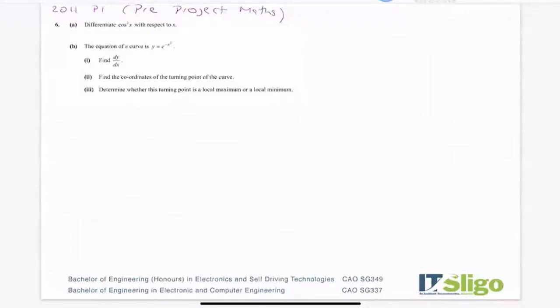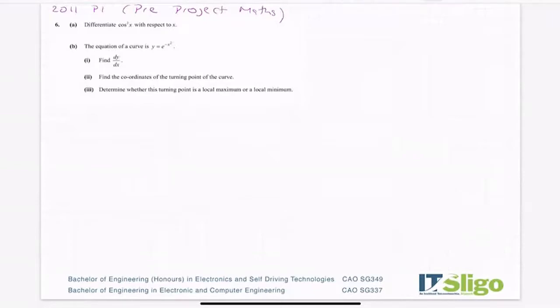With the 2011 Leaving Cert higher level calculus question, so this was before Project Maths, however the question's still very relevant, and actually part of it looks like a 2012 question. Part A asked you to differentiate cos squared of x with respect to x.